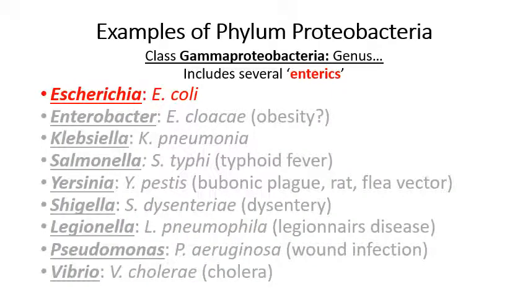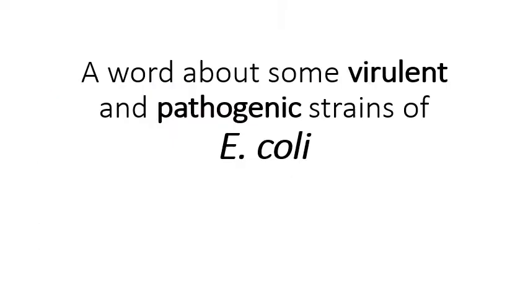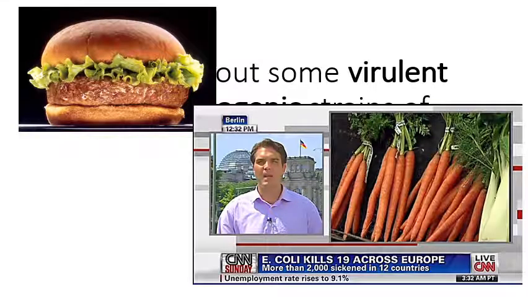Okay, so E. coli, we know all about that, but let's take a review of some of the virulent strains again. A word about virulent or pathogenic strains of E. coli. Every now and then you see on a news report, like this one shown on the bottom left here, a report on CNN saying that 2,000 people have become sick in 12 different countries across Europe due to eating carrots that are contaminated with E.